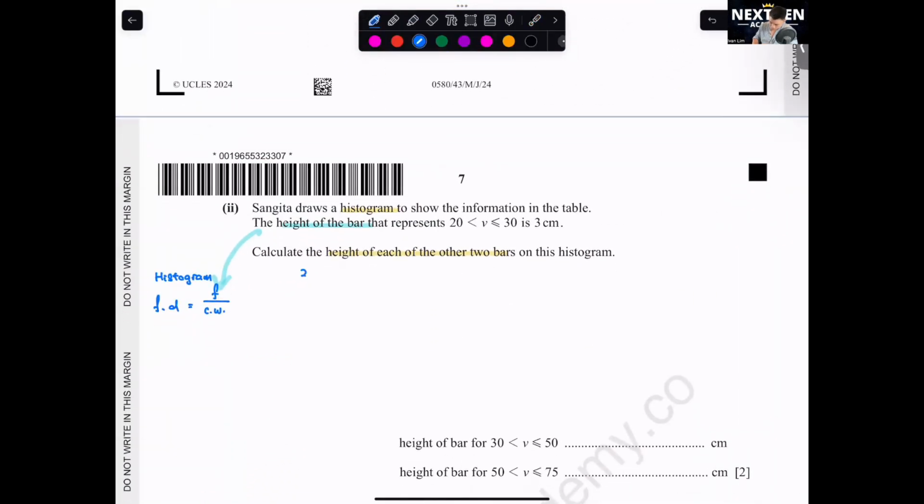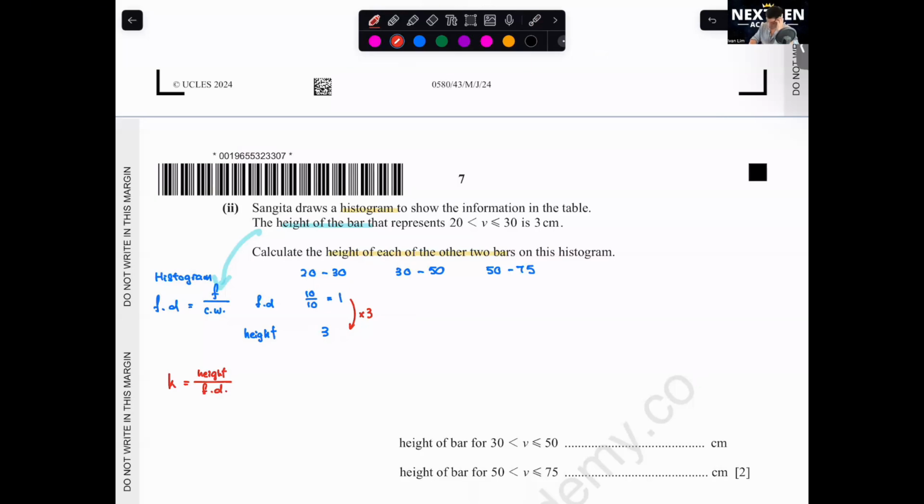So here, we write the 20 to 30, 30 to 50, then 50 to 75. We find the frequency density first. Frequency density for this is 10 over 10, which is equal to 1. They say that the height for this is equal to 3. So what is the relationship between the height and the frequency density? You're going to multiply this by 3. Sometimes the value might not be so obvious. I want you all to remember, this is a K value. K value means you multiply by what constant? You take the height divided by your frequency density.